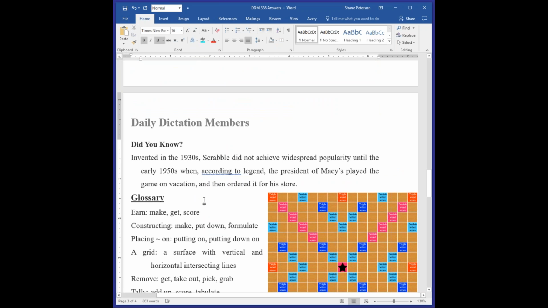Did you know, invented in the 1930s, Scrabble did not achieve widespread popularity until the early 1950s. Then, according to legend, the president of Macy's played the game on vacation and then ordered it for his store.